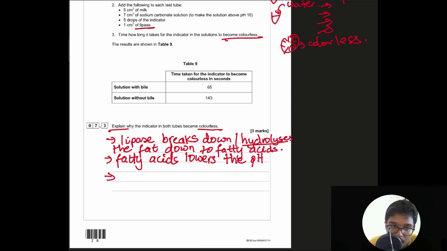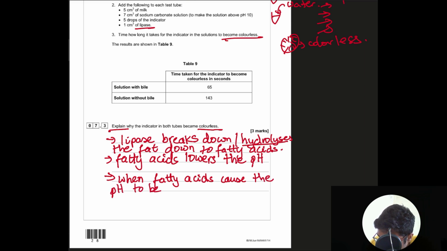And when fatty acids cause the pH to be below 10, the indicator becomes colorless.